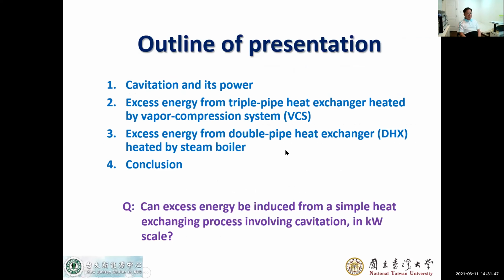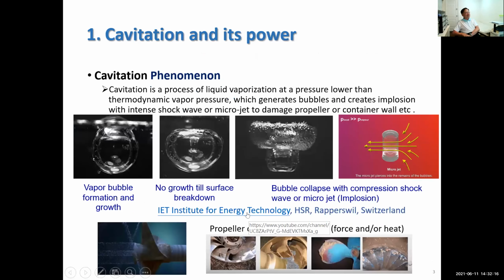My presentation is divided into 4 parts, and they include the up-to-date results from our research program, which focuses on answering the question: can excess energy be induced from a simple heat exchanging process involving cavitation at kilowatt scale? First, I'd like to talk about cavitation and its power.